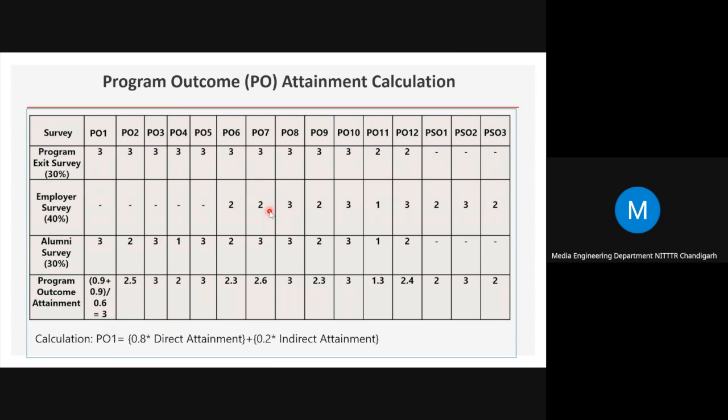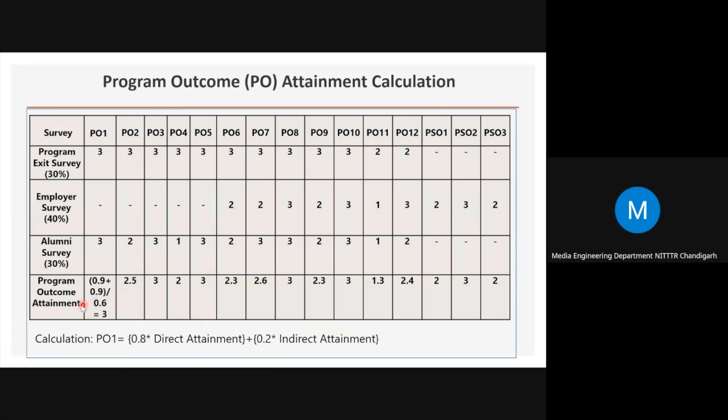So any question up to this point? Any question related to these calculations, PO attainment calculations using surveys? So this is basically indirect PO attainment calculation, PO attainment calculation using indirect methods, right? Any question? Okay, so I suppose that every participant has understood this.